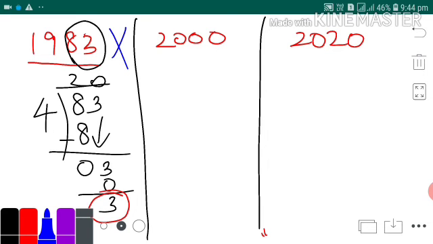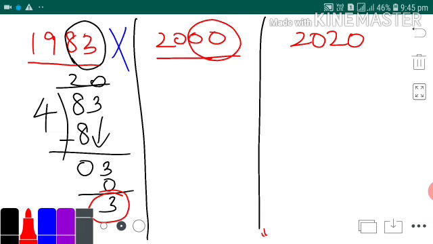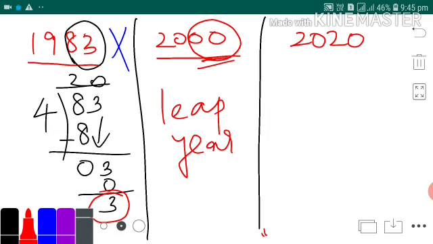Now take the next year, 2000. If you take 2000, here the last two numbers are 0, 0. So how can I divide, you will ask, right? If it ends with 0, 0, it is exactly a leap year. No need to divide and check. Any year which is ending with 2 zeros is a leap year.